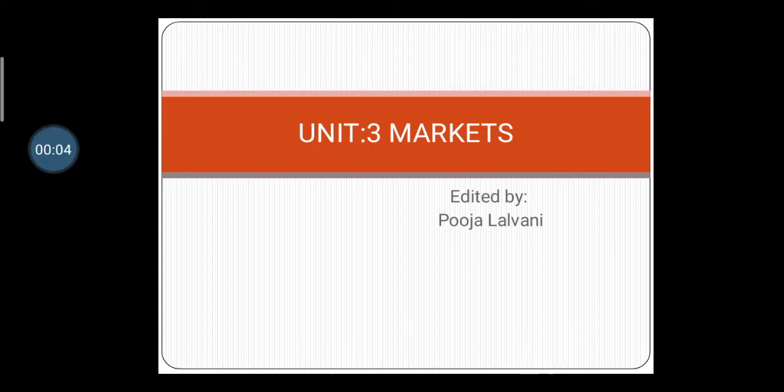In the last video lecture session, we completed unit number 2. In this video lecture session, we are going to start unit number 3. Unit number 3 is divided into two parts. The first part is markets and the second part is national income, or the types of income.